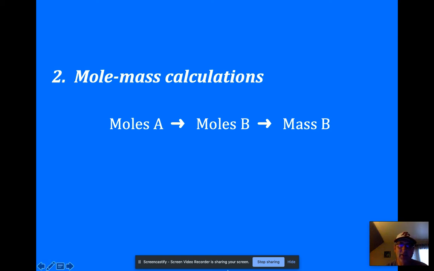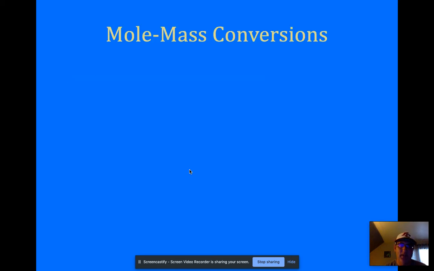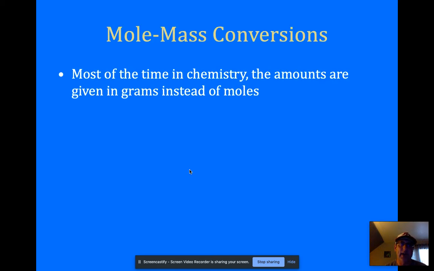The one step that you learned last class, this moles of A to moles of B, that's your mole ratio that comes from the balanced equation. In stoichiometry, regardless of what type it is, you'll always have that conversion. That's the simplest type of conversion, the mole-mole conversion. But we're just going to add some things to it. Everything we're going to add to it, you've already done. Okay? So let's take a look at these mole to mass conversions.